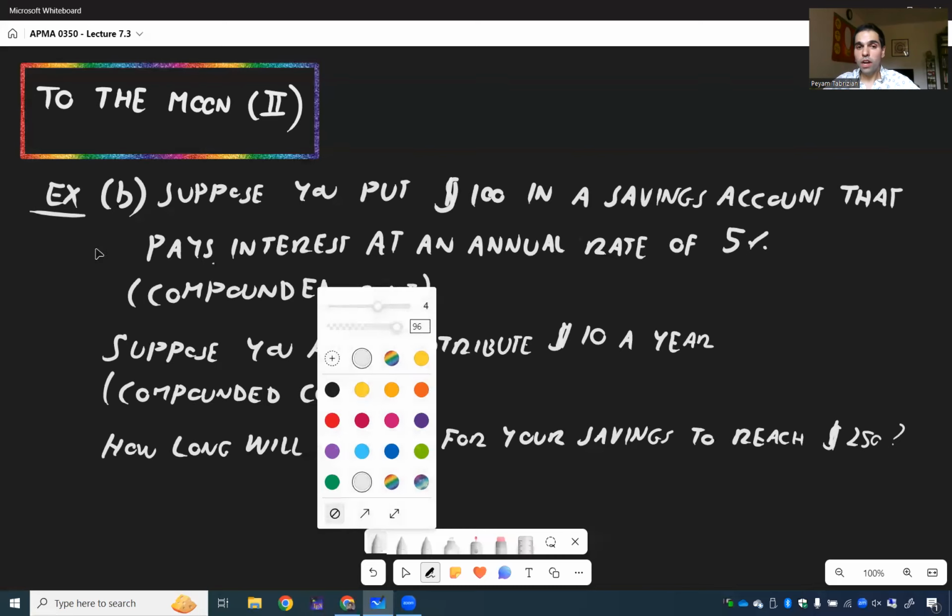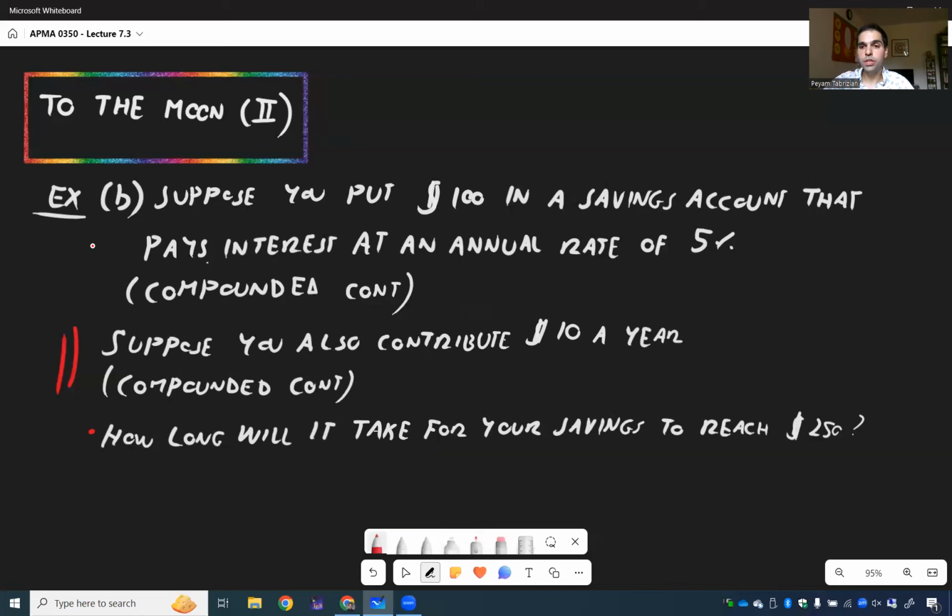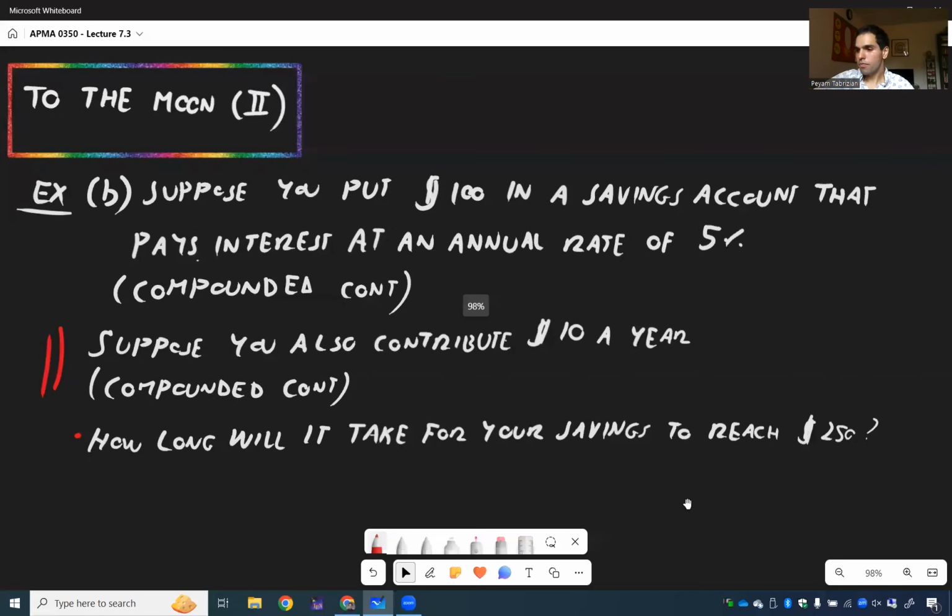But now, what if we put in a little twist and also contribute $10 a year, compounded continuously? Meaning, like every second, we put a portion of those $10 into the account. Of course, it'll go faster, but now let's see how much faster. So, how long will it take in this case for your savings to reach $250?